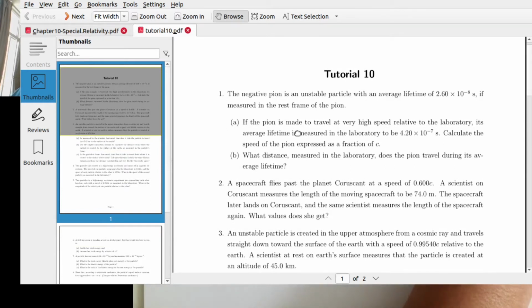We have a negative pion. Am I recording? Test. Is it recording here? Yes.